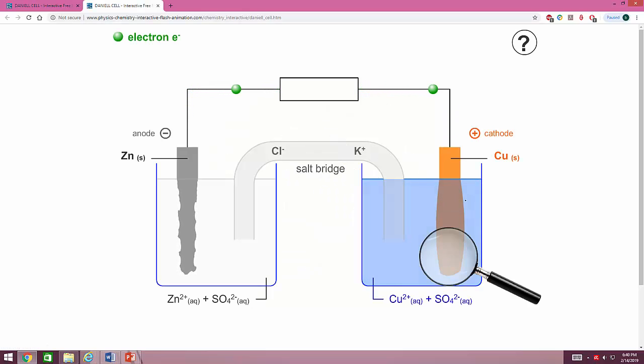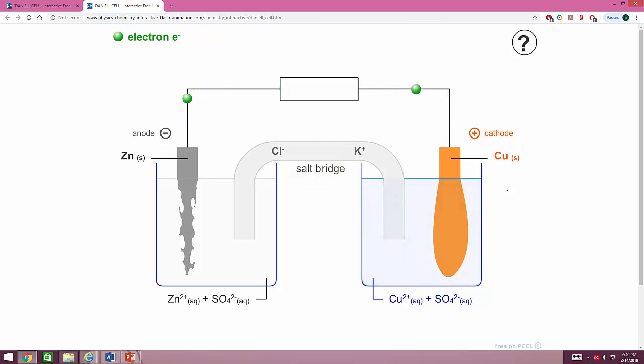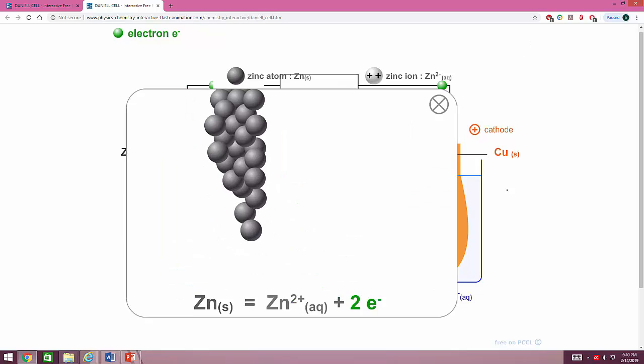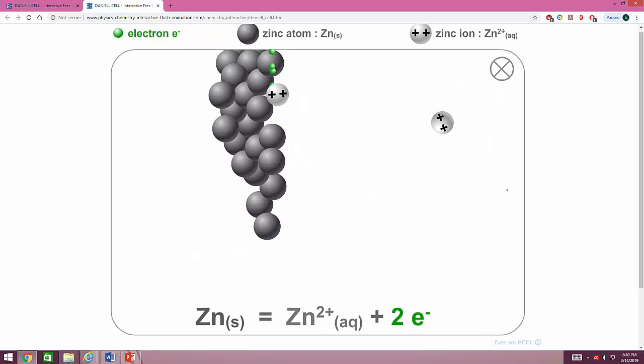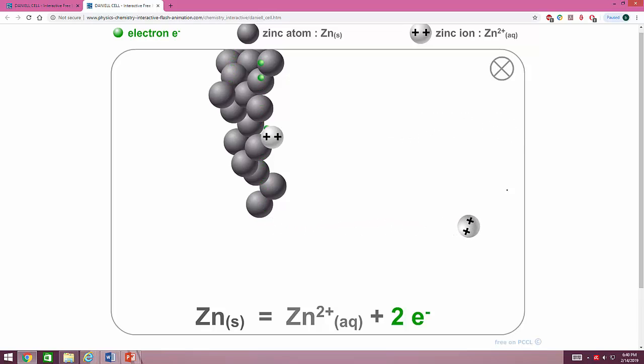Okay, so let's look at this picture of what a cell is. So let's look at all the different parts. Look at the electrons traveling, and look at the mass over here. So if we can look a little bit closer. Look at the zinc going to a zinc plus 2 ion. You're losing electrons. This is the anode. And look what's happening to the anode. Those zinc solids are losing electrons. So since they're losing electrons, you are seeing an increase in the concentration of the zinc solution.